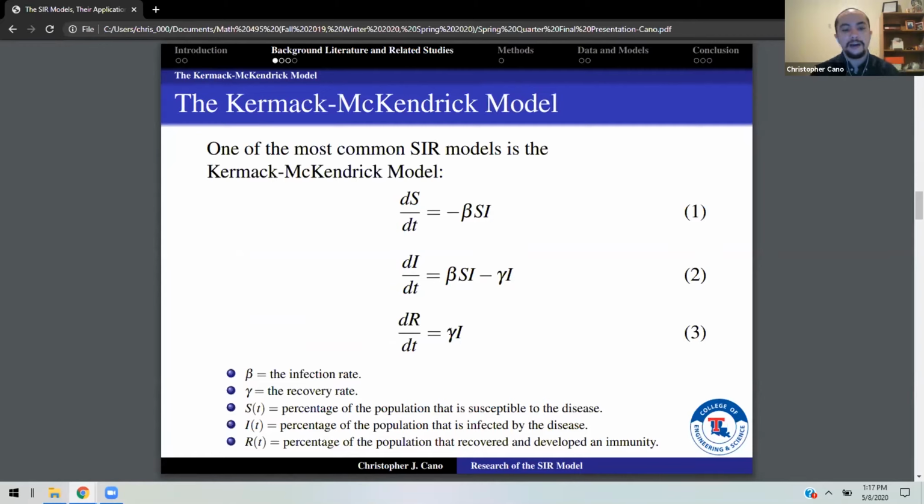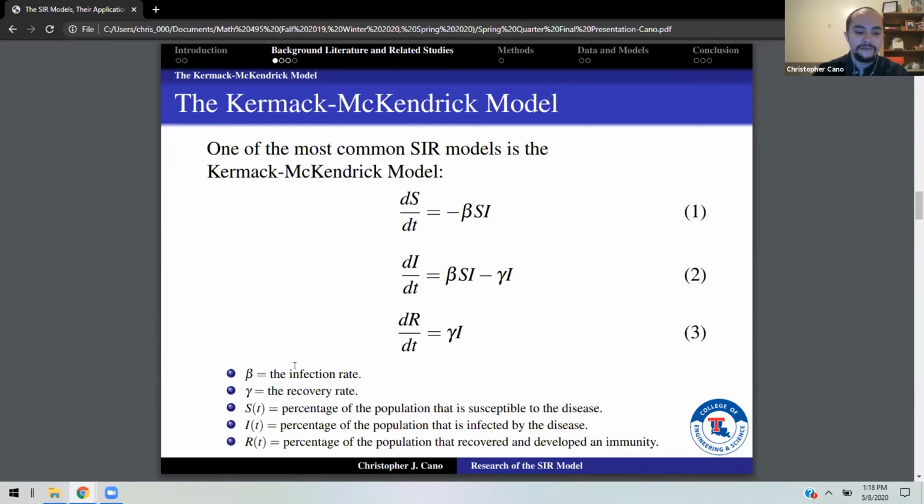So each SIR model is designed for specific communicable diseases. And what I mean by communicable disease is just a disease that can be passed from one person to another. The Kermack-McKendrick is designed for diseases that you obtain a lifetime immunity after you recover from the disease.